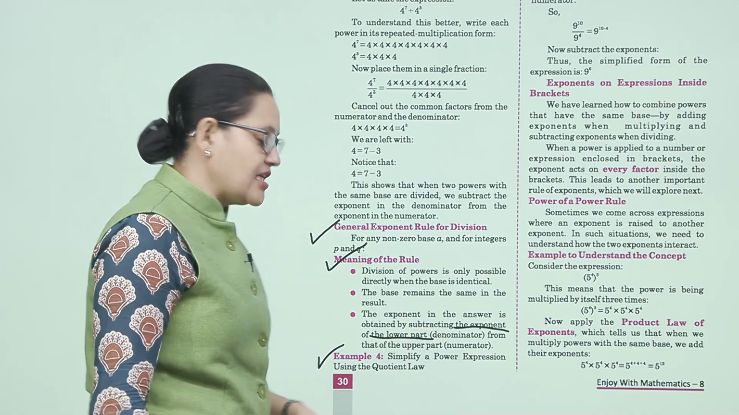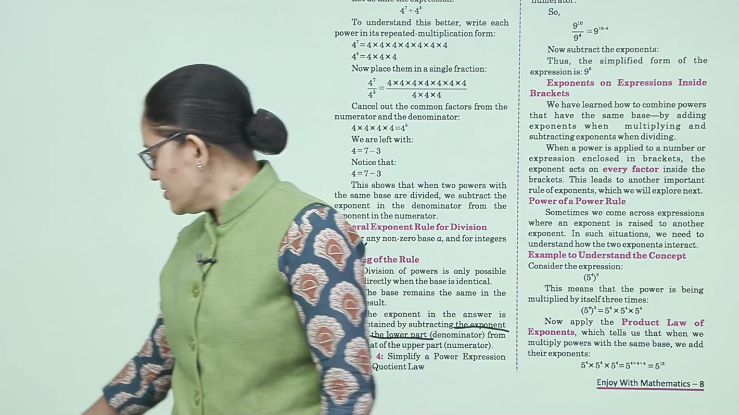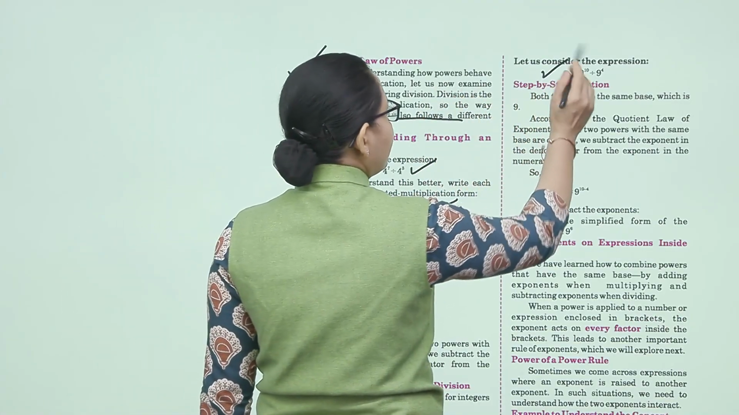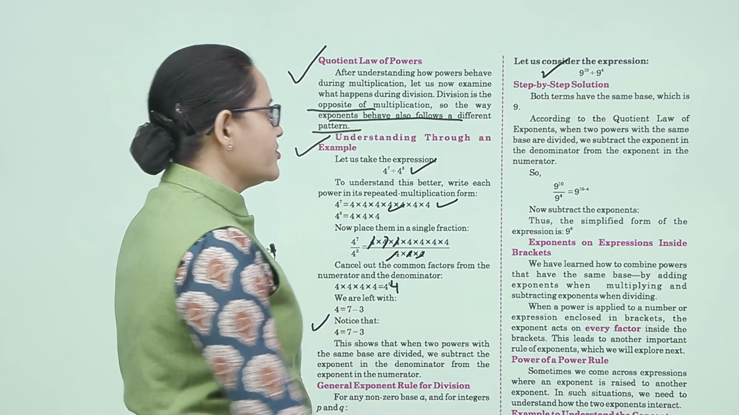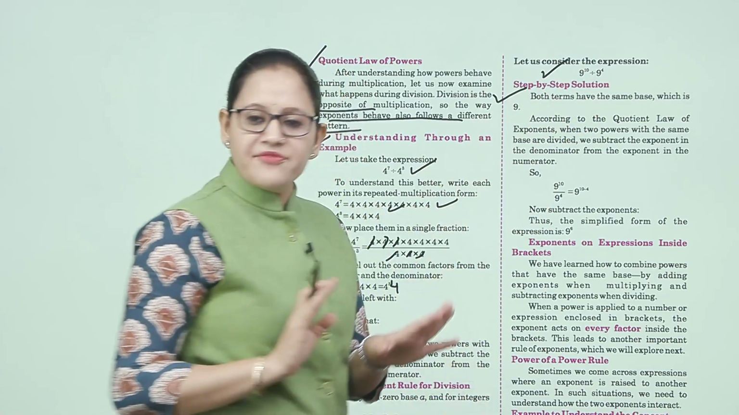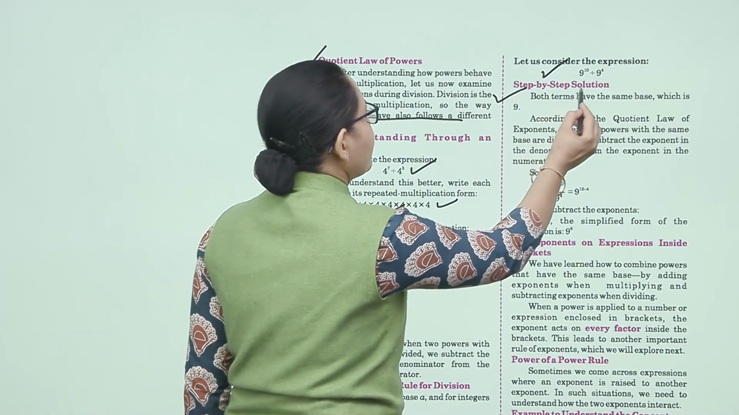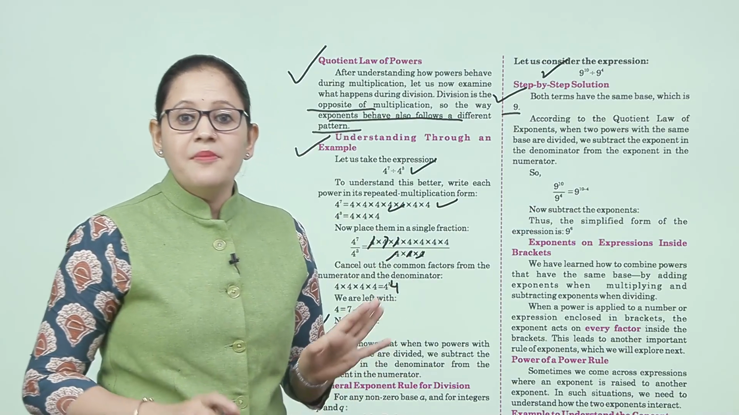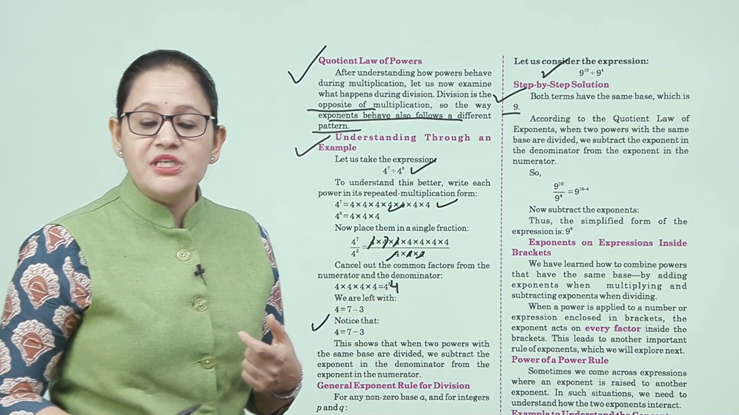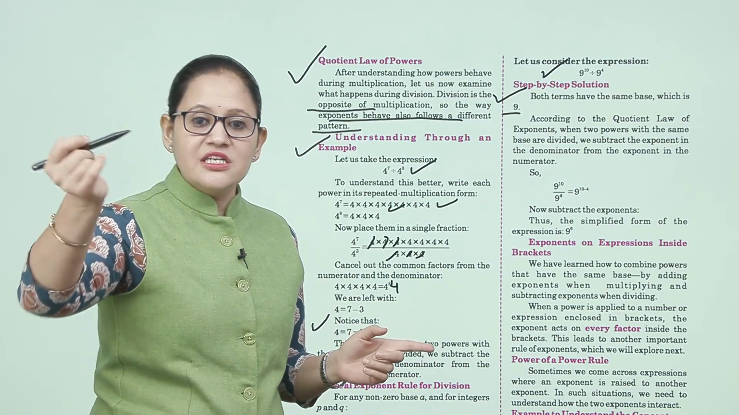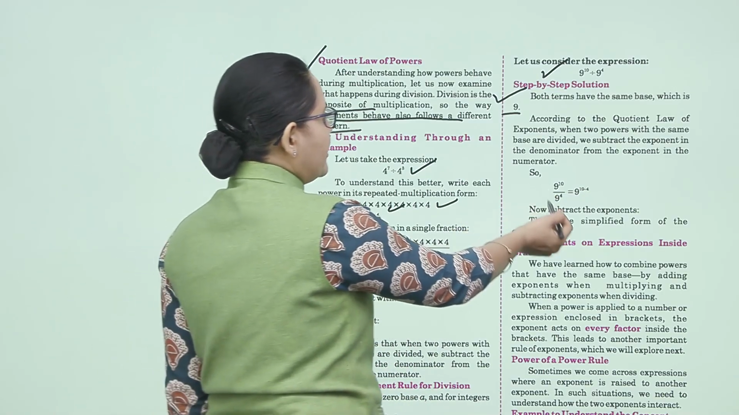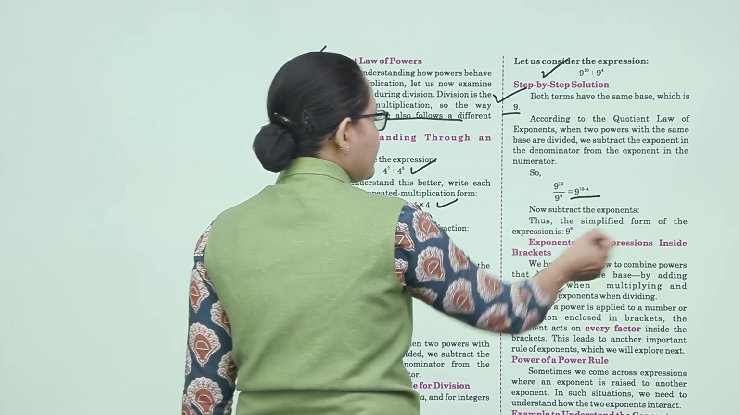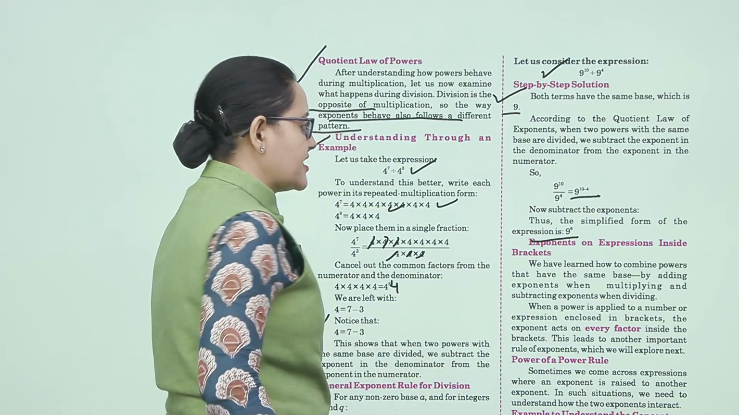Simplify the power expression using the quotient law. So let us consider the expression 9 to the power 10 divided by 9 to the power 4. Step by step solution: both the terms have the same base, 9. According to the quotient law of exponents, when two powers have the same base and are divided, we subtract the exponent in the denominator from the exponent in the numerator. So 9 to the power 10 minus 4. Thus the simplified form is 9 to the power 6.